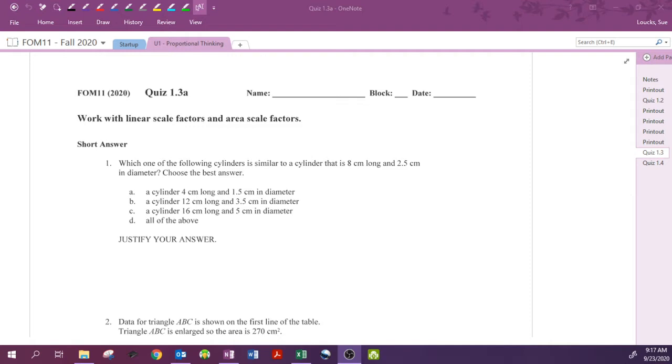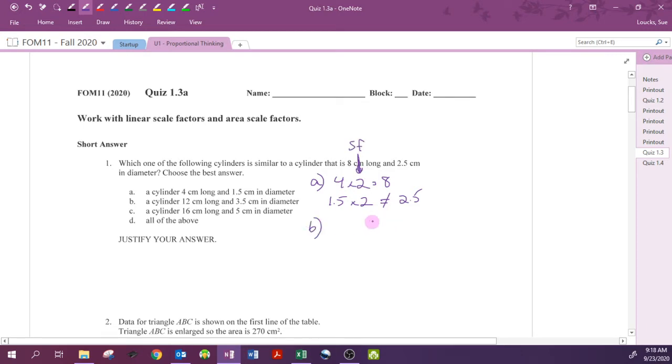Okay, so for this one, to justify your answer, if I do them in order, for option A, 4 times 2 is 8, so that's okay. And 1.5 times 2 does not equal 2.5, so that can't be right. Okay, the two being the scale factor, right?